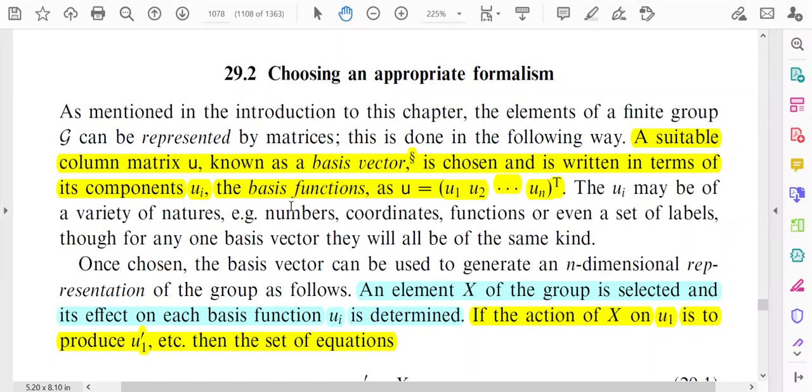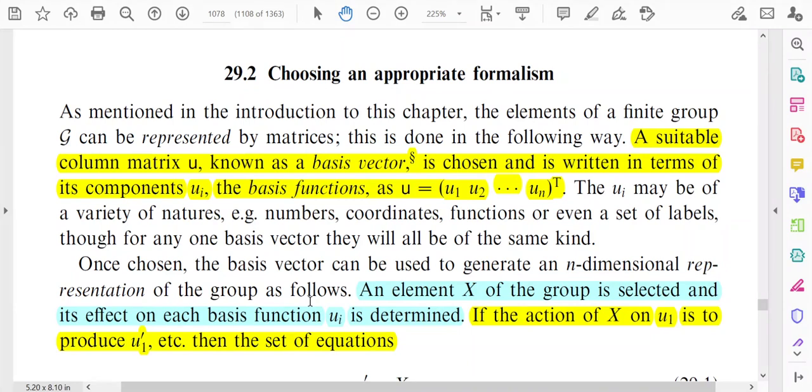Now, these basis functions may be of a variety of natures. They may be numbers, coordinates, functions, or even a set of labels, though for any one basis vector they will all be of the same kind. So, for a particular basis vector, these basis functions will remain the same. Once chosen, the basis vector can be used to generate an n-dimensional representation of the group as follows.